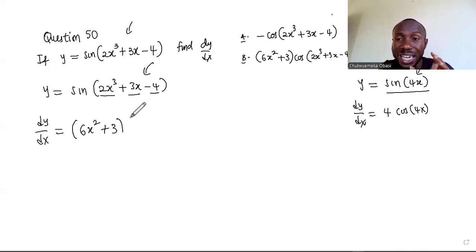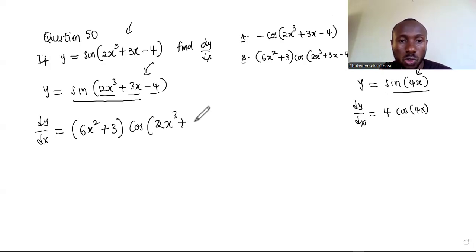So we have differentiated the inner function, or the argument. The next thing we want to do from here is to differentiate sine as itself. When you differentiate sine, you get cos. So that means when you differentiate sine of 2x cubed plus 3x minus 4, you're going to get cos of 2x cubed plus 3x minus 4. And that would be the final answer. So guys, this is the final answer to this question, and this is the last question on differentiation.